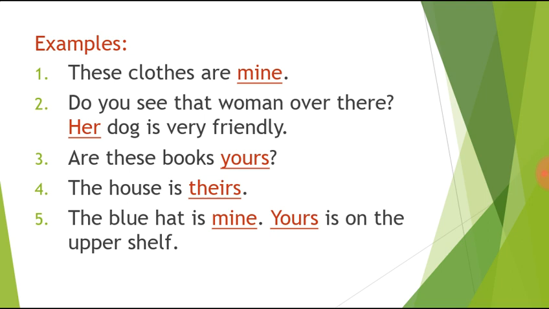Now next sentence is, the house is theirs. Fifth sentence is, the blue hat is mine, yours is on the upper shelf. So here in the first part, mine shows that the blue hat belongs to me, and yours is on the upper shelf, that means your hat belongs to you. So in these examples, mine, her, yours, theirs, mine, and yours are the examples of possessive pronouns.